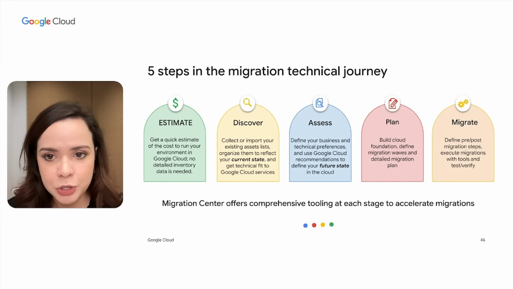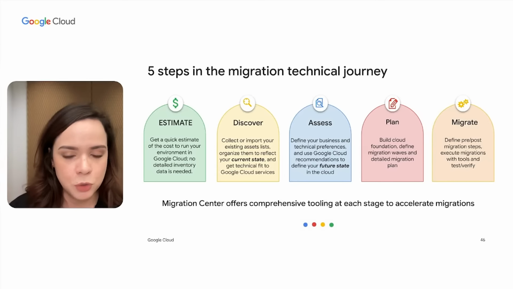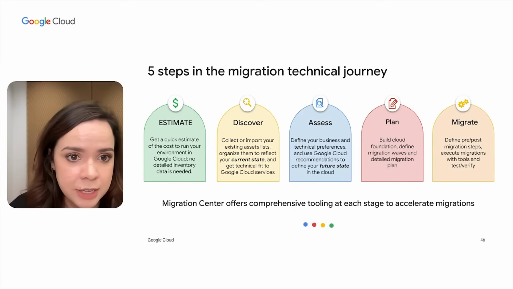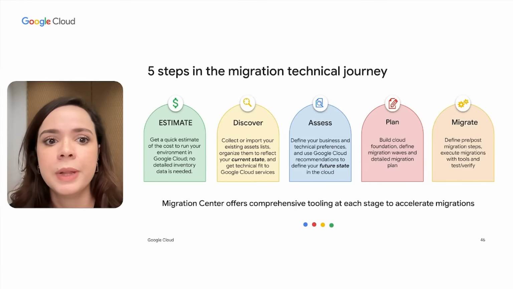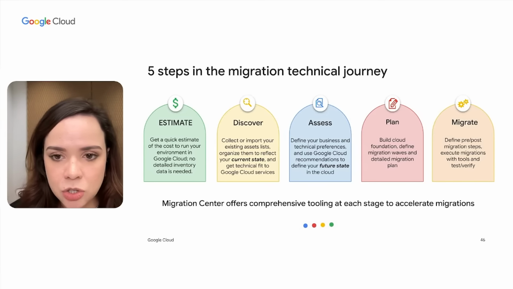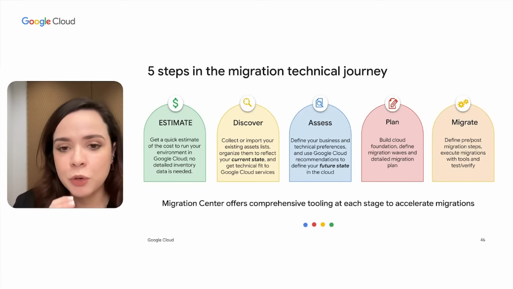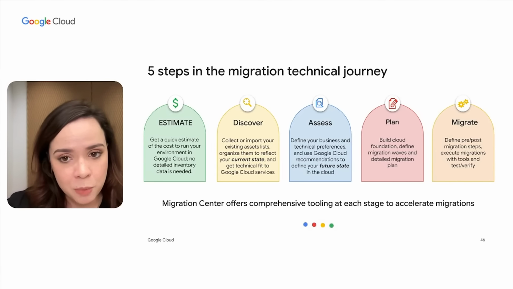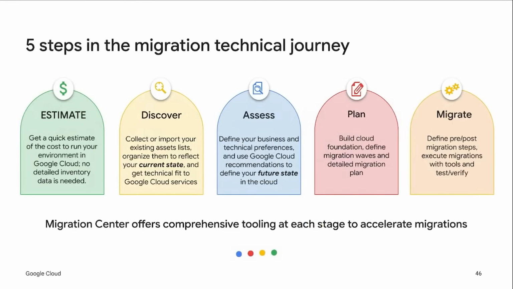Then you can discover, which is you can use Migration Center to automatically discover all of your infrastructure and applications to understand what you need, what is your current state, and be tactical about how you are going to migrate to the cloud, what kind of services can you use. Then we can assess your current infrastructure, which would give you more clarity on what should be the migration path for your workloads, the recommendations for this migration path, and what would be to define your future state in the cloud.